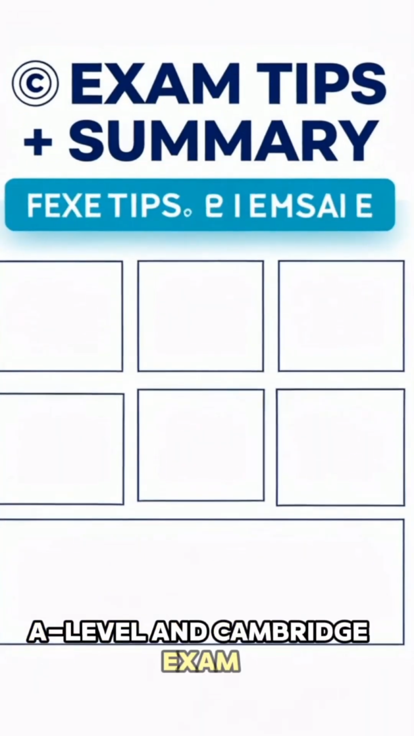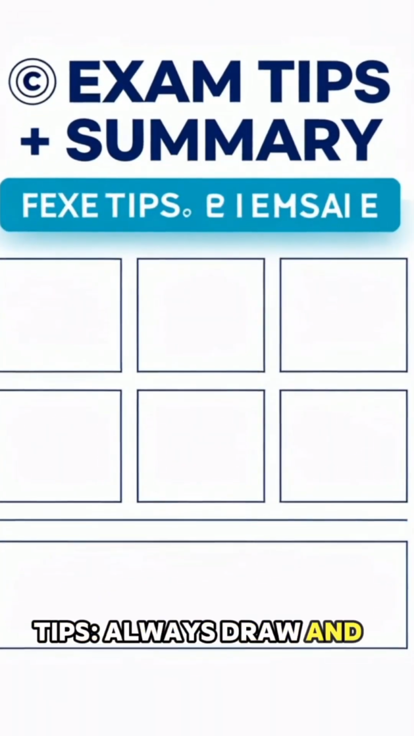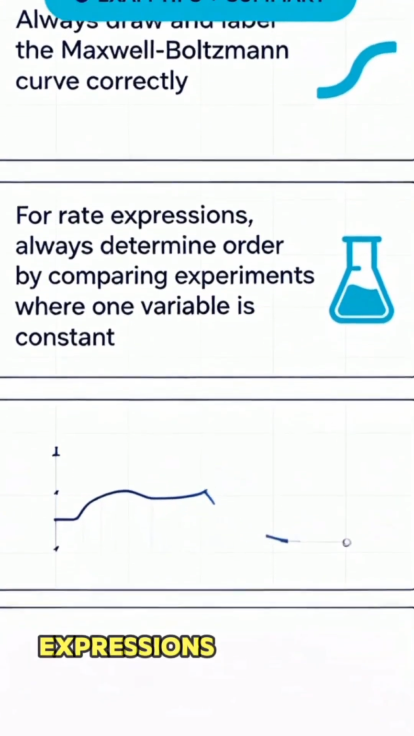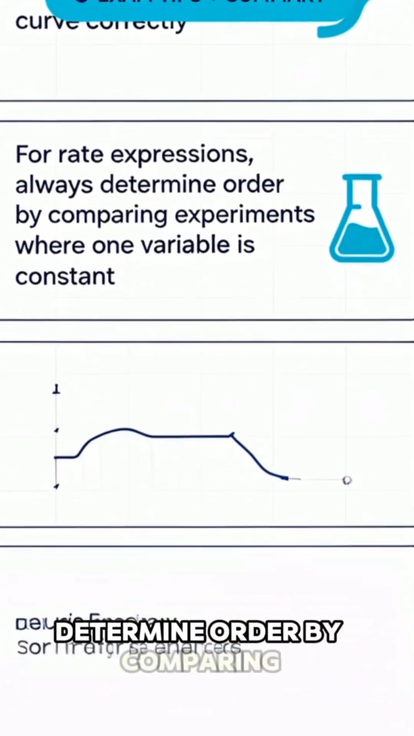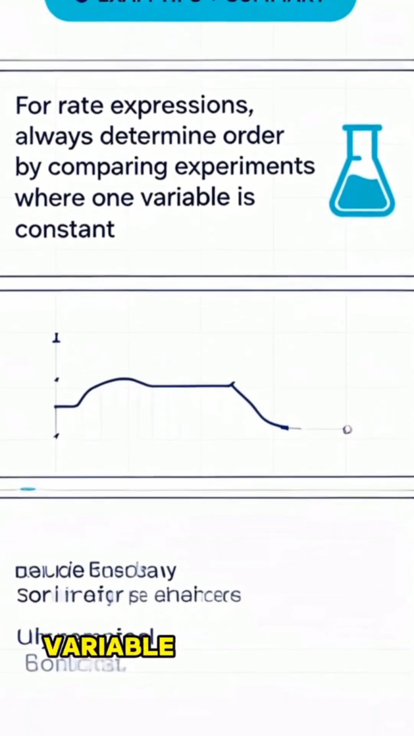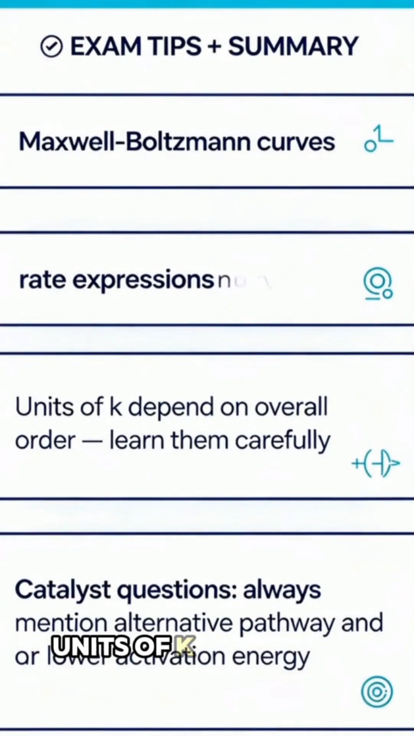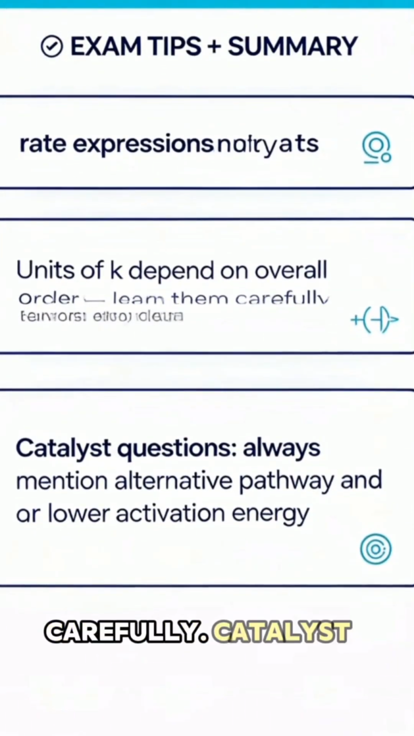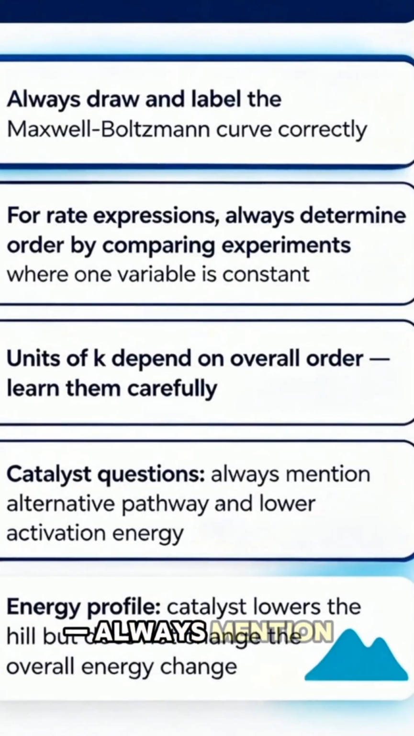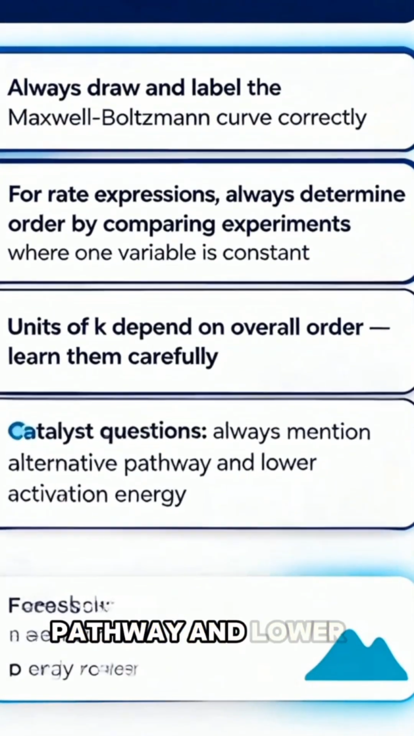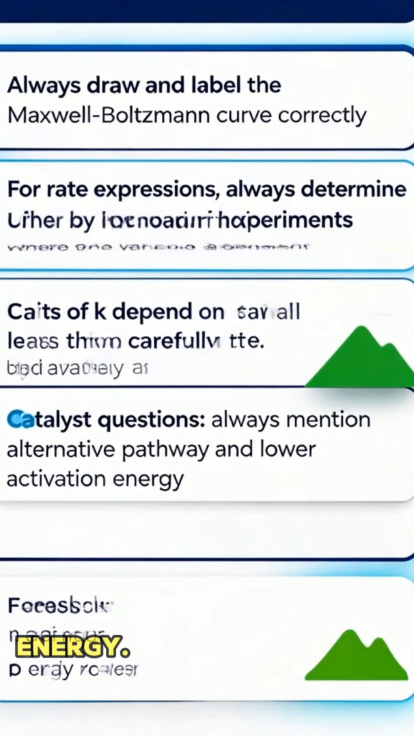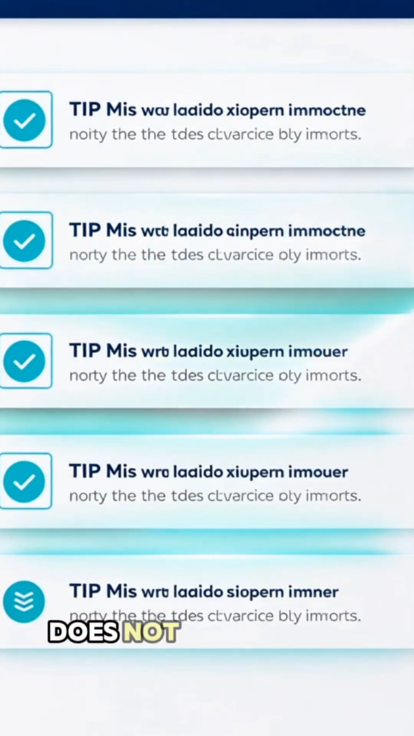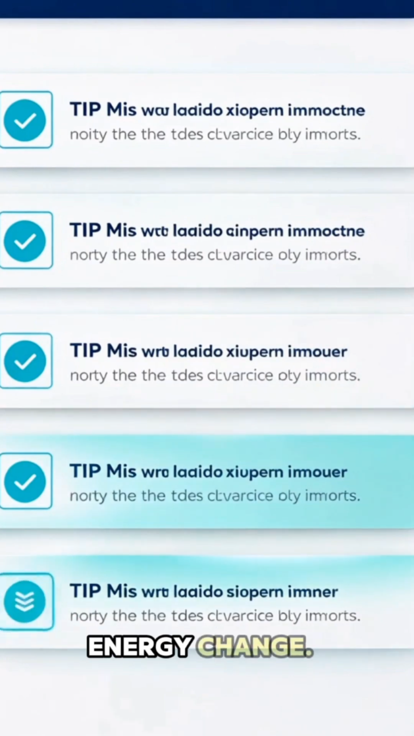A-level and Cambridge exam tips. Always draw and label the Maxwell-Boltzmann curve correctly. For rate expressions, always determine order by comparing experiments where one variable is constant. Units of K depend on overall order. Learn them carefully. Catalyst questions: always mention alternative pathway and lower activation energy. Energy profile: a catalyst lowers the hill, but does not change the overall energy change.